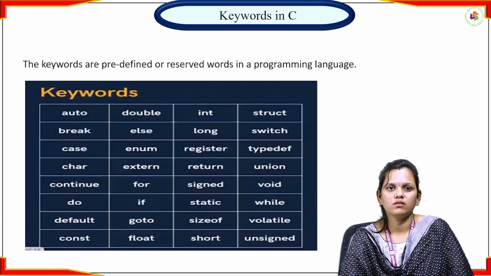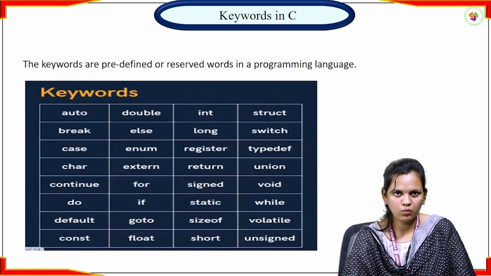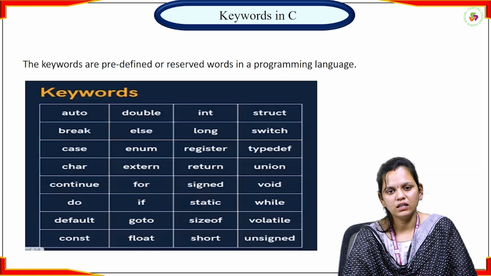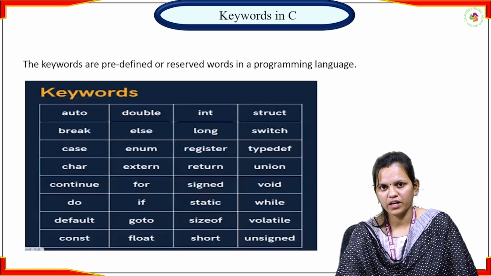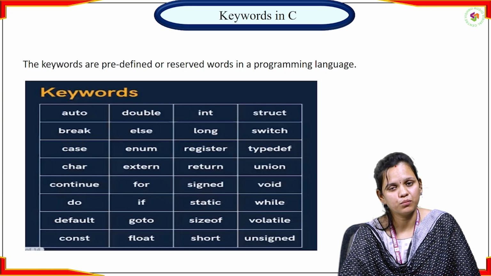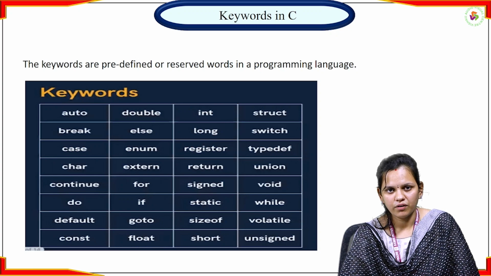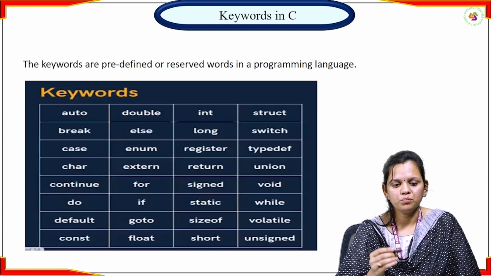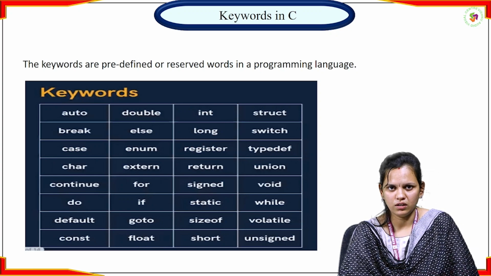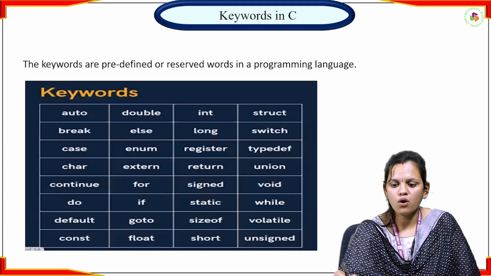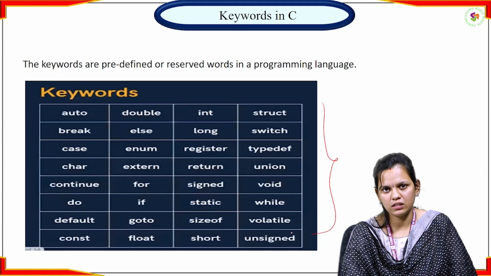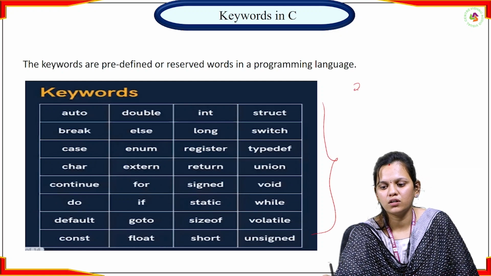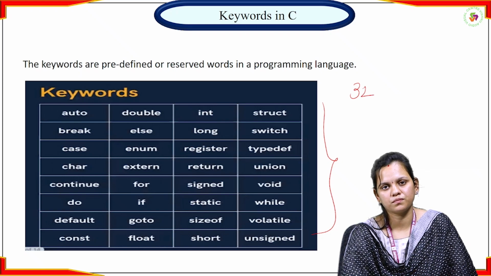So the first token is called a keyword. As I said, keywords are predefined or reserved words in a programming language. Right? They have a particular meaning which is stored in the compiler. Okay, all these are 32 keywords. In C, we have 32 keywords.